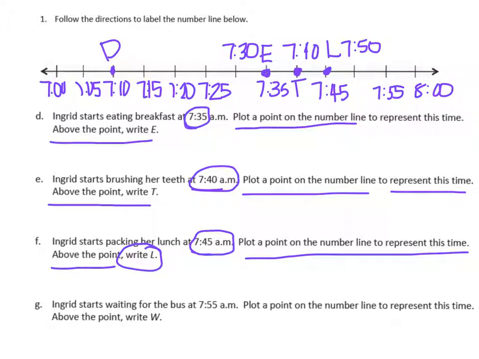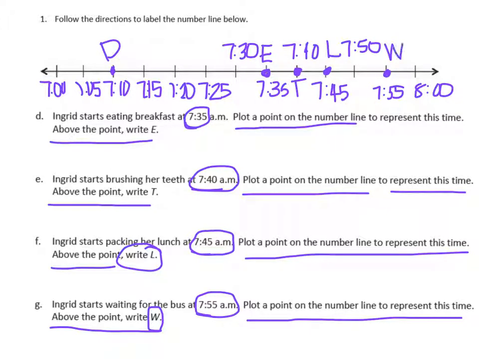Let's take a look at letter G. It says Ingrid starts waiting for the bus at 7:55 a.m. Plot a point on the number line to represent this time, and above the point, write W. Go ahead and do this one on your own. Pause the video while you work and replay when you're ready. So here's 7:55, and I'm going to write W.